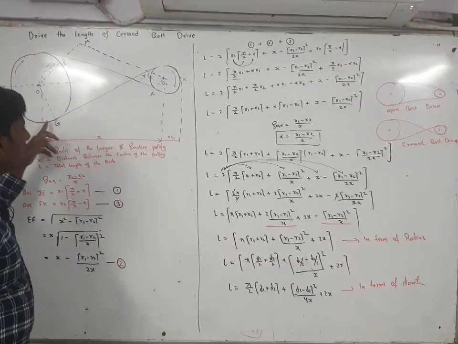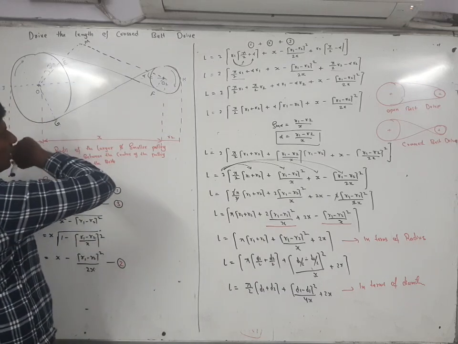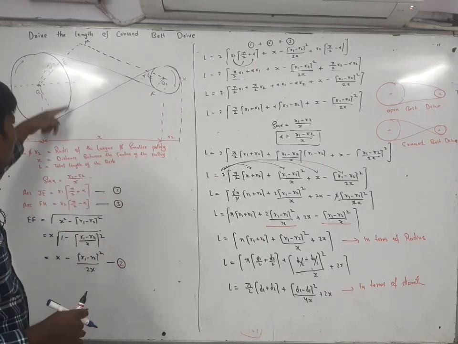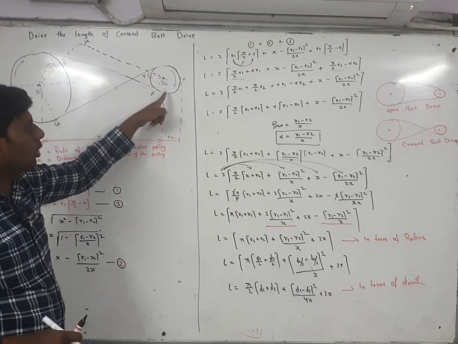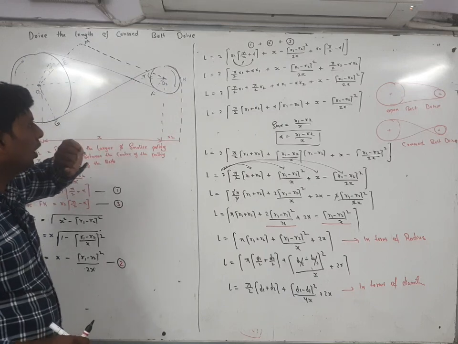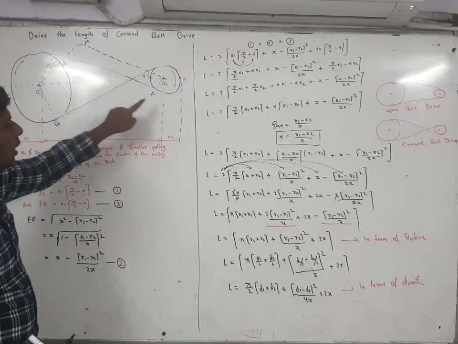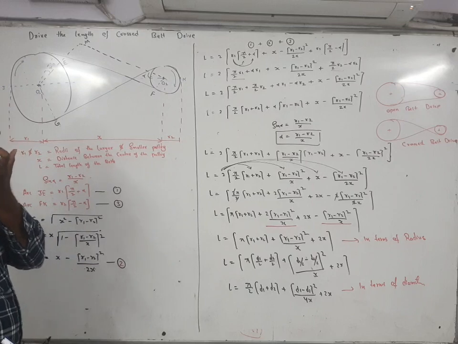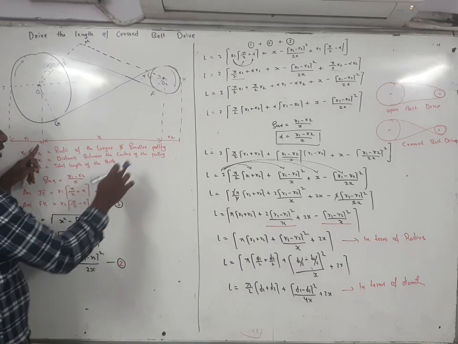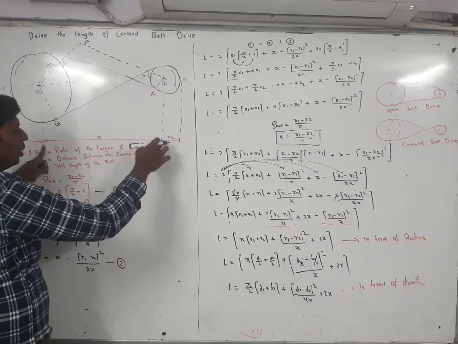This one is known as the driver and this one is known as the driven, this one is known as the tight side and this one is known as the slack side, and these are O1 and O2. Center of pulley 1 is known as O1, center of pulley 2 is known as O2. Here, the angles are marked G, E, F and K. Both pulleys are rotating clockwise. The distance between the two pulleys, center to center, is known as X.